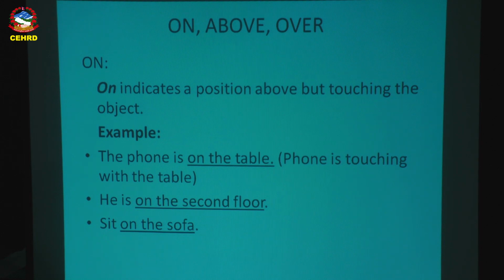Now, place, sorry. On, above, over. I've already told you words like over, on.